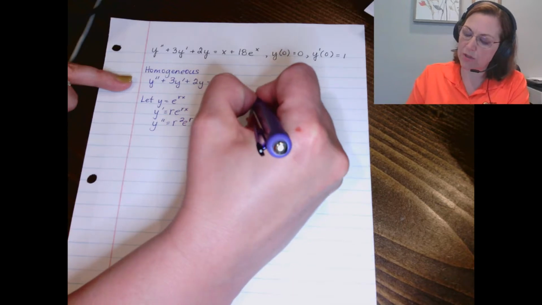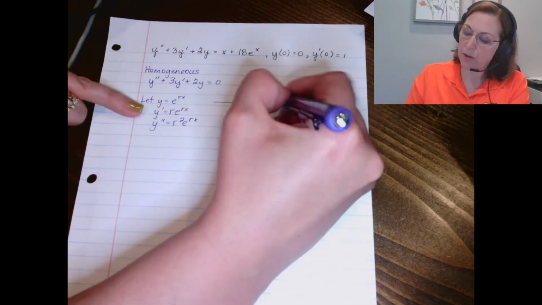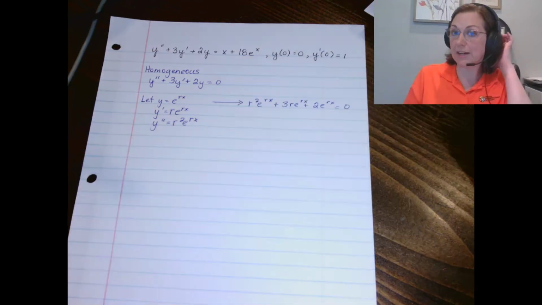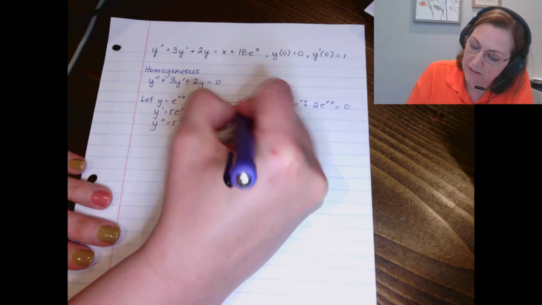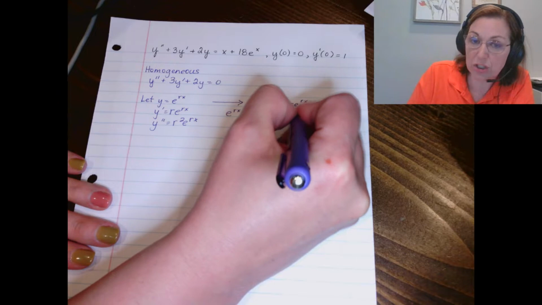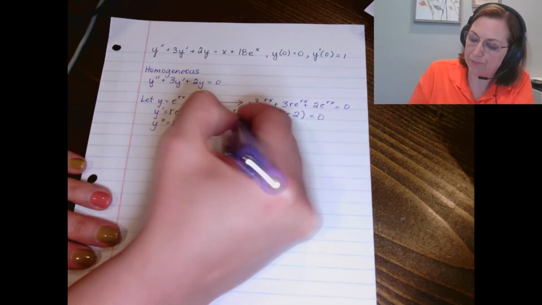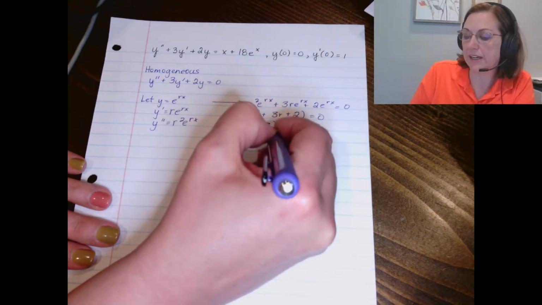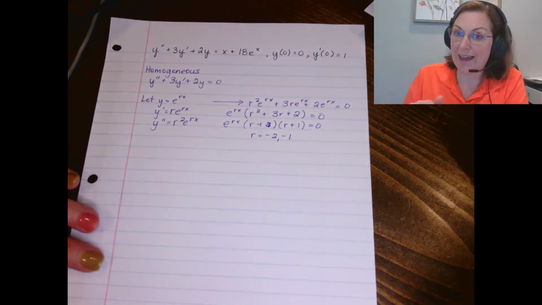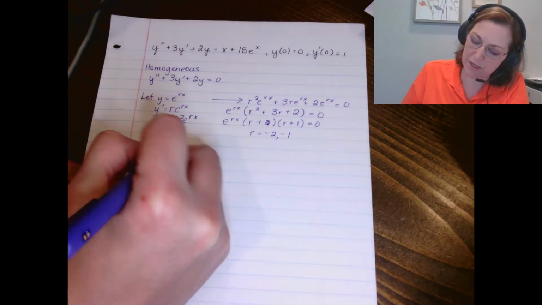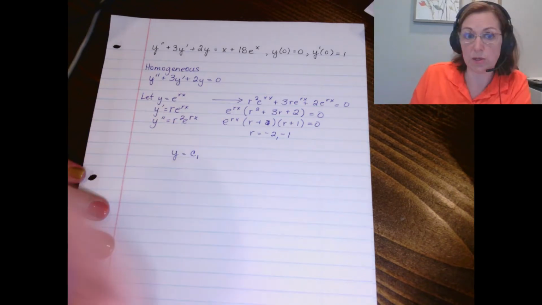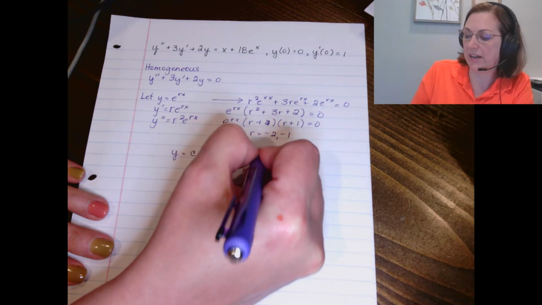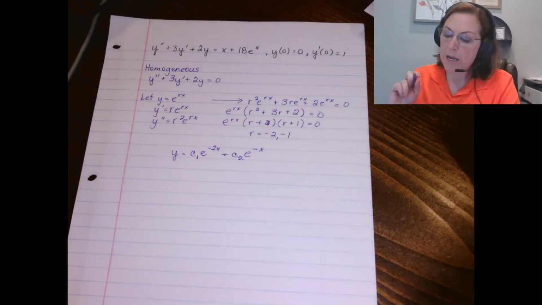So y double prime becomes r squared e to the rx plus 3 times y prime, that's r e to the rx, plus 2 times y, that's just 2 times e to the rx. And then we can factor out an e to the rx. Gives me r squared plus 3r plus 2. And then we can factor that, let's see, r plus 2, r plus 1. So we get solutions that r is -2 and -1. Okay, so we get the solution to our corresponding homogeneous equation. We get y equals some coefficient, e to the -2x plus another coefficient, e to the -1x, which is just -x. Okay, now that takes care of the first part.